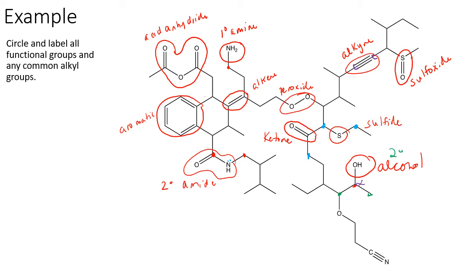Just below our alcohol, we have oxygen being flanked by 1 carbon, 2 carbons. This is called an ether. And then in the very lower right corner, bottom of our molecule, C triple bond N, that is called a nitrile.